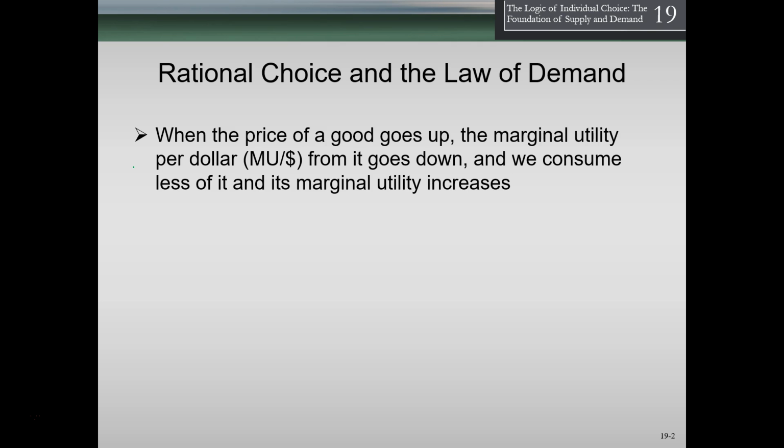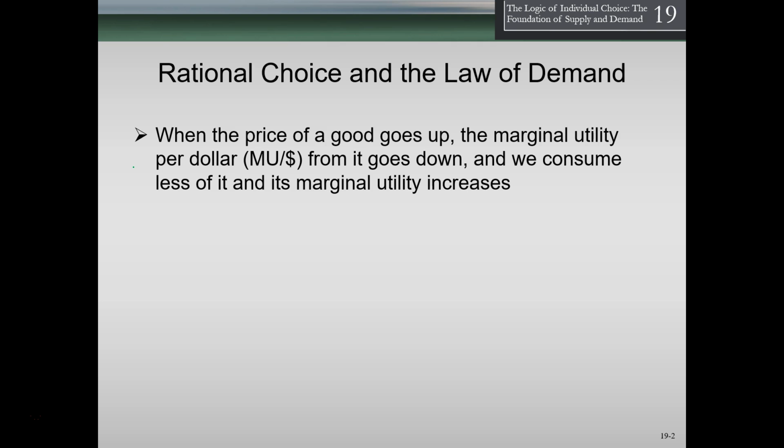Alright, so we're going to continue on with rational choice and the law of demand. Remember, what we're doing is taking some of the terms we've looked at before and quantifying them, using some formulas so that we can more formally apply them in different models and graph different ideas about these terms, which can give us more concrete information.